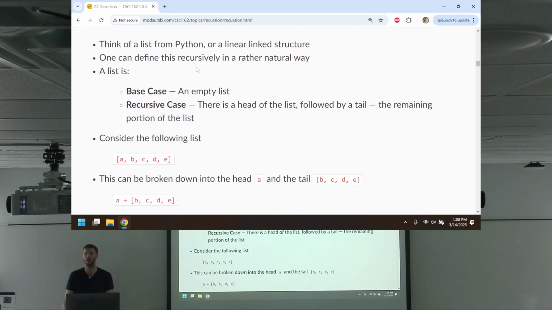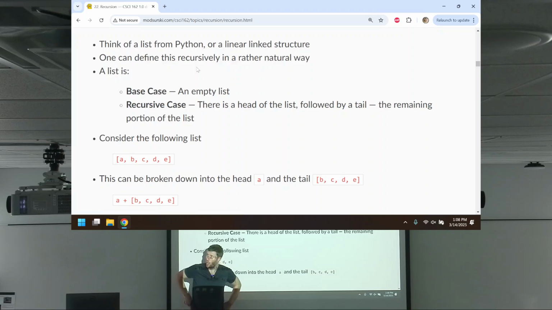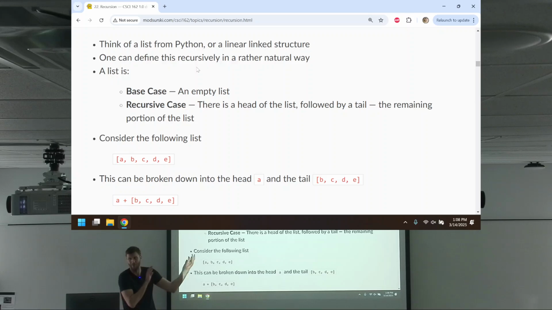Now, a list. You can think of a linear bag, whatever, right? But think of a list like we were used to in Python. We could define a list recursively really easily. A list is either an empty list or a head followed by a tail, where a tail is a list. That's what we will say. An empty list is a list, or we have a head of a list followed by a tail which is also defined as a list.